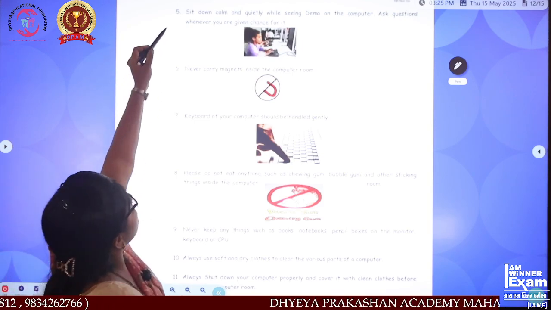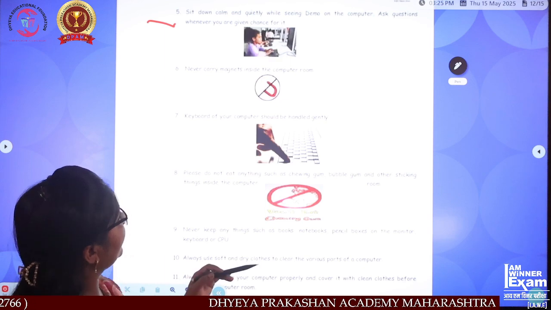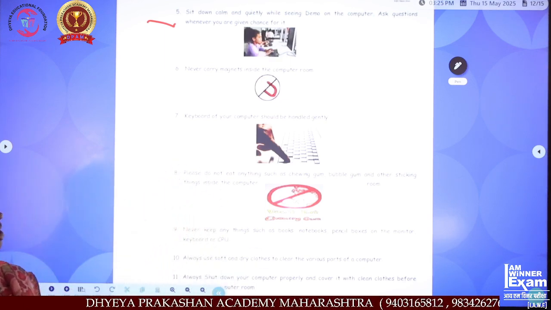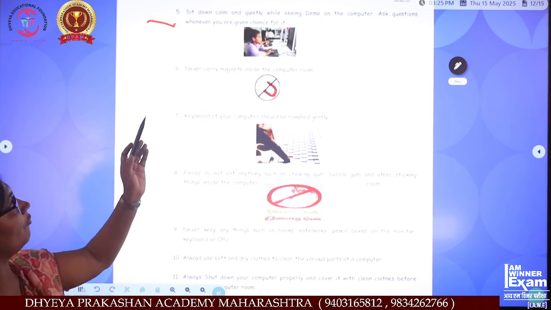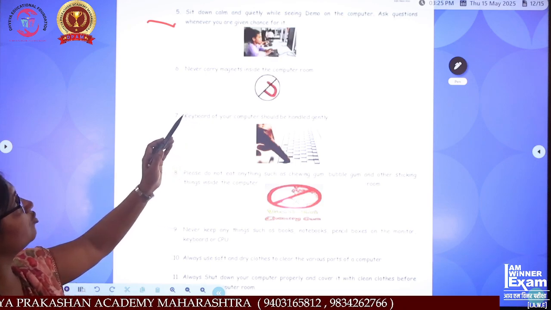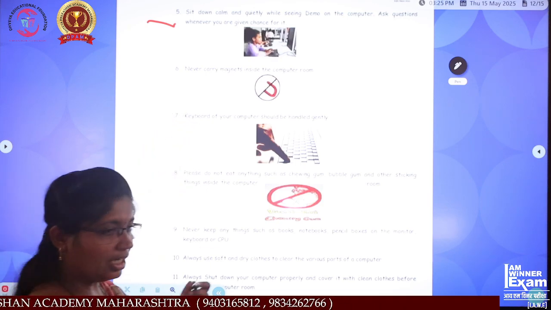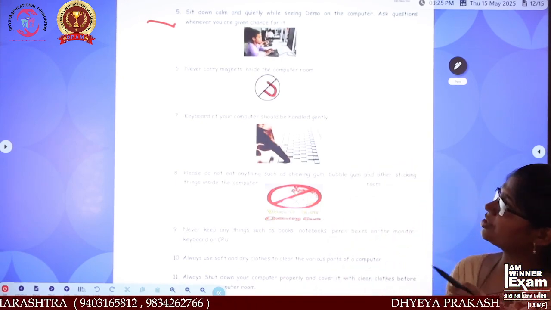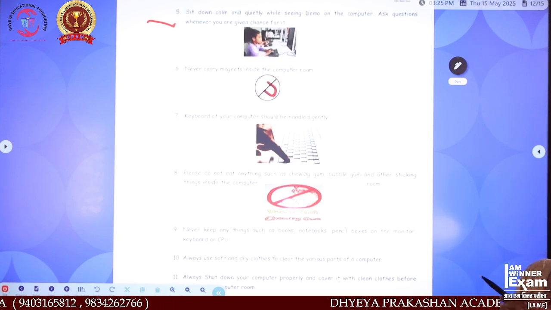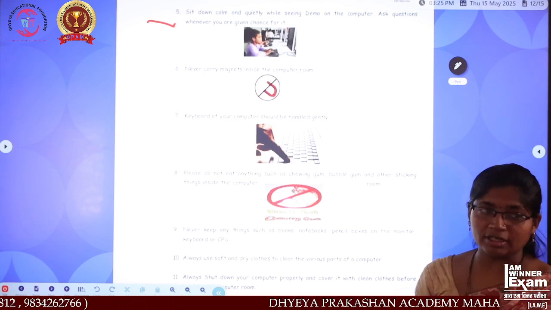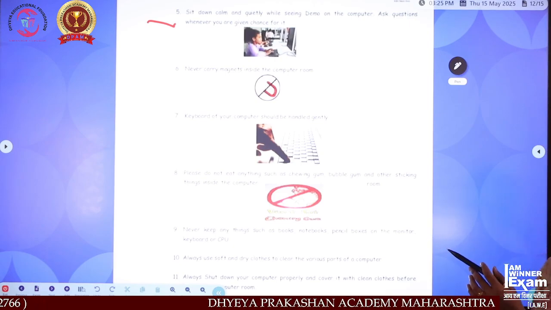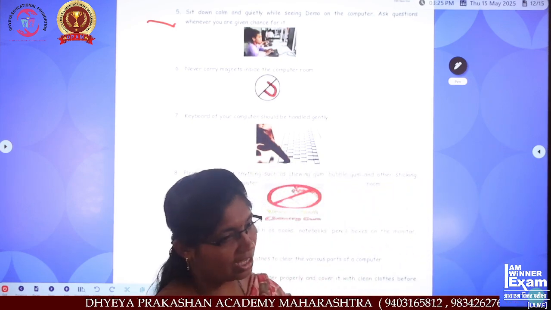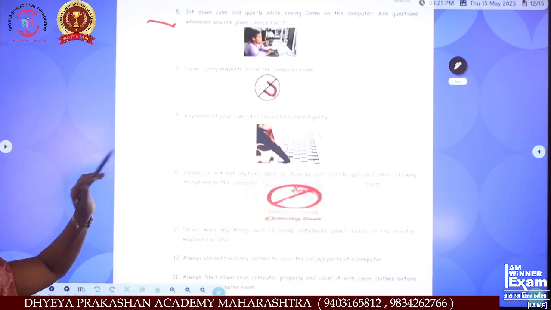Fifth one is sit down calm and quietly while seeing demo on the computer. Ask questions whenever you are given a chance for it. After you enter, sit down calm and quietly when seeing the demo on the computer. तुम्ही ज्यावेळेस डेमो पाहत असाल त्यावेळेस, आणि ask question, ज्यावेळेस तुम्हाला चान्स भेटेल त्यावेळेस तुम्ही विचारायचं आहे.